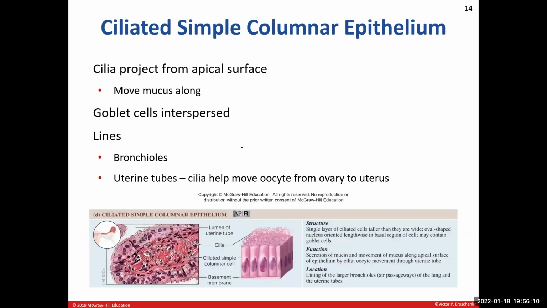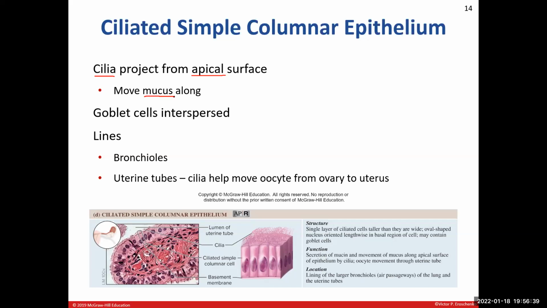All right, so the other type of simple columnar epithelium is the ciliated simple columnar epithelium, which means basically at the top of these cells we have cilia. And cilia are much longer than the microvilli. Their job, again, like I said, the cell doesn't move, but the cilia do. So the cilia are going to move back and forth, and when they do that, they move the mucus around.